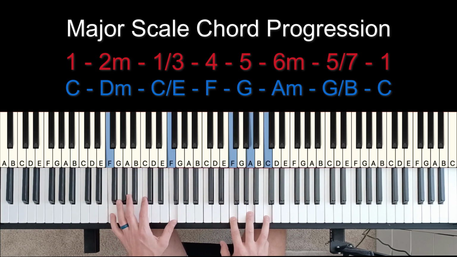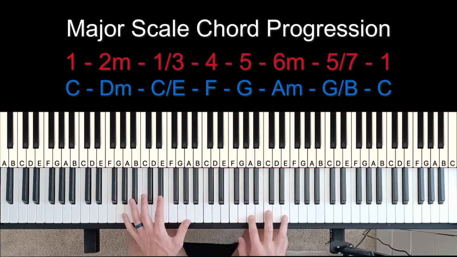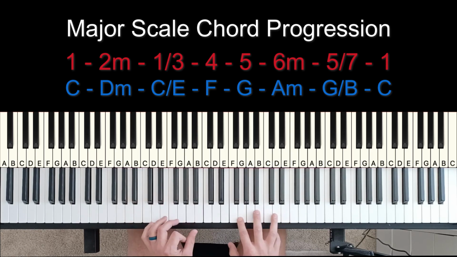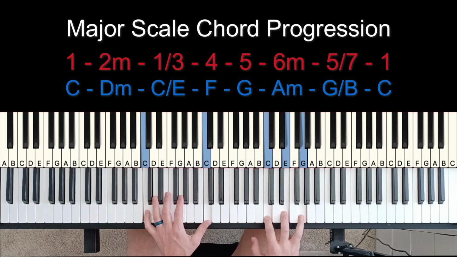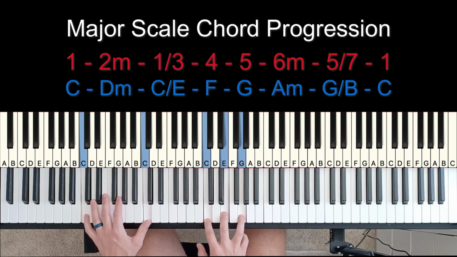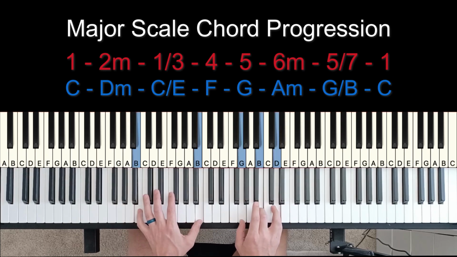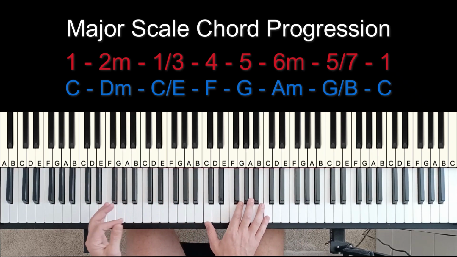Your 4 would be an F. Your 5 would be a G. Your 6 is a minor, so it's an A minor. And then your 7 is a 5 over 7, which would be a G over a B bass. And then your last chord is a C, which is where we started. But we're not going to use that progression, we're using our 5th chord progression.